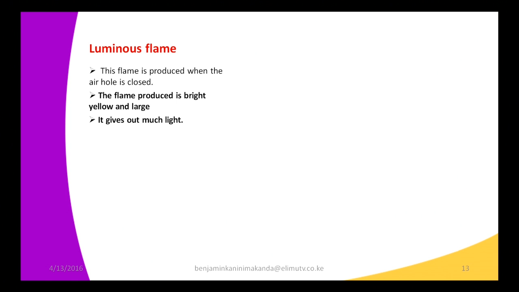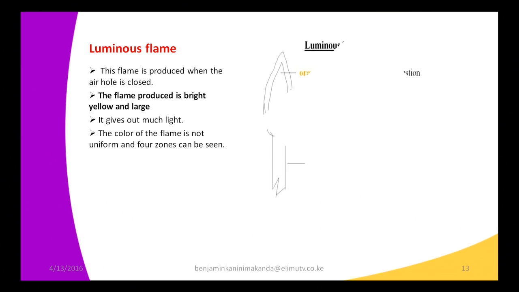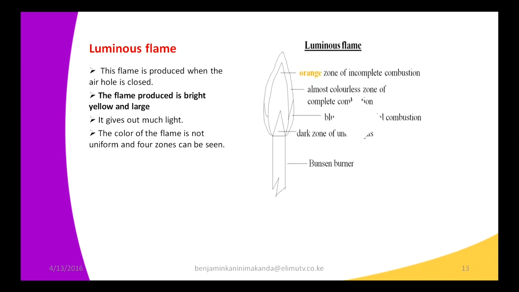The other thing about this flame is that it gives out much light, and therefore the flame is suitable for lighting purposes. We can only use this flame to give us light, but we cannot use this flame to give us what? To heat apparatus, because the amount of heat produced by this flame is not enough to heat in the lab.